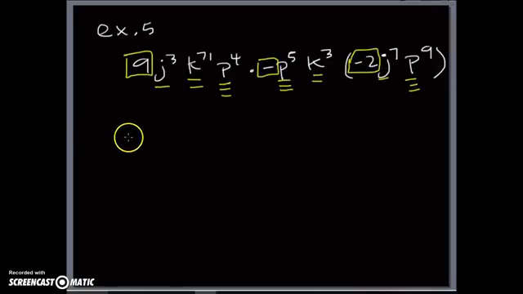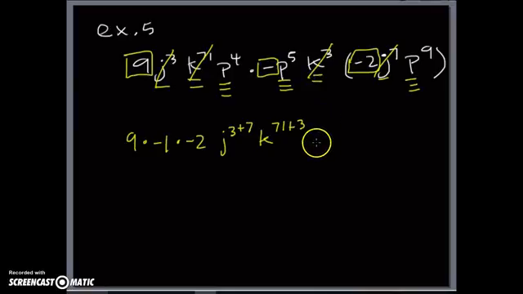Okay, so we've got a 9 times this negative, which is a negative 1 technically, times a negative 2. We've got j, we've got a 3 plus, any more j's, we've got a 7. We've got our k, and I'm putting them in alphabetical order. We've got 71, we've got 3. Now we've got our p, which is 4 plus 5 plus 9. So everything's been accounted for.